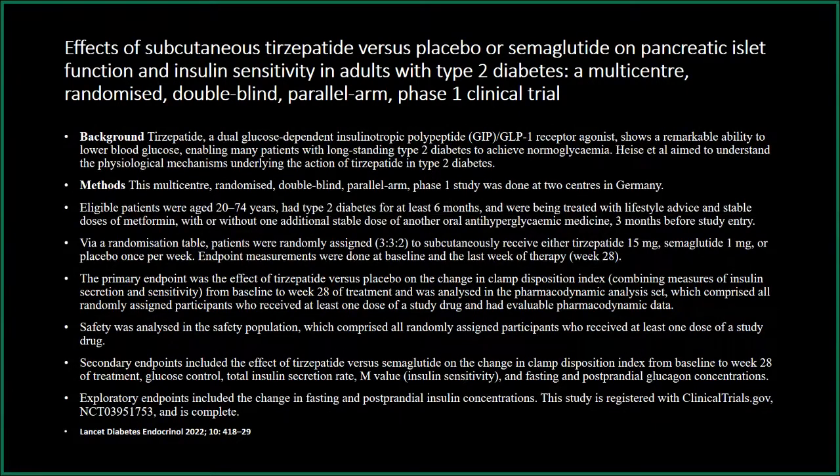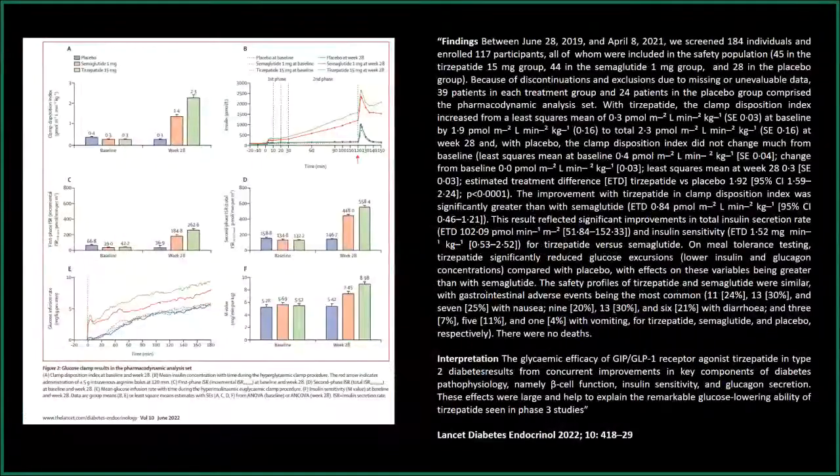The other endpoints they looked at compared it with semaglutide. So the first thing is the drug itself and whether it is any different from semaglutide. This is the summary table. These are the clamp results from the pharmacodynamic analysis set. This is the clamp disposition index at baseline and at 28 weeks. And you can see here the disposition index at baseline, they're all very similar. This one here is at 28 weeks, the placebo.